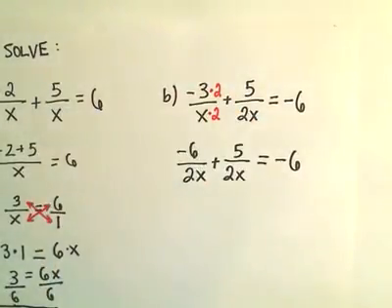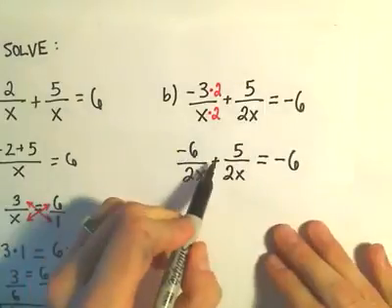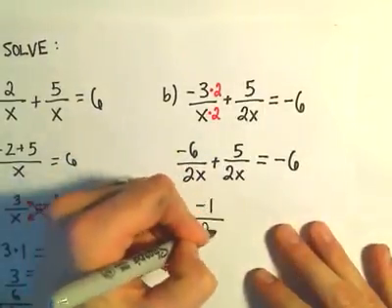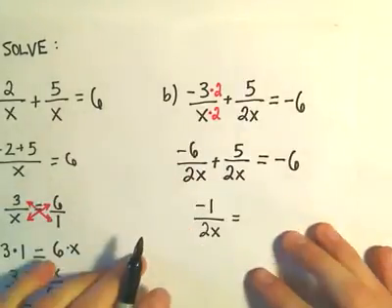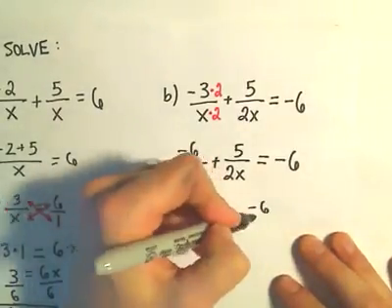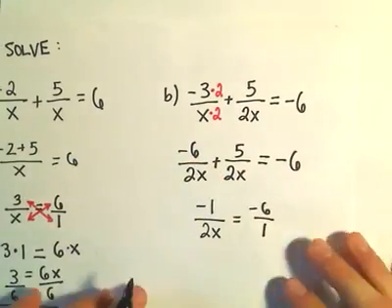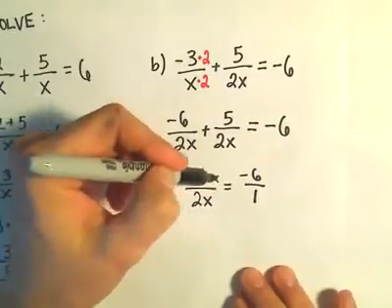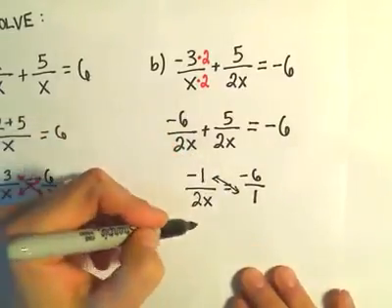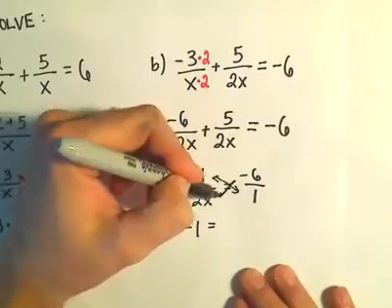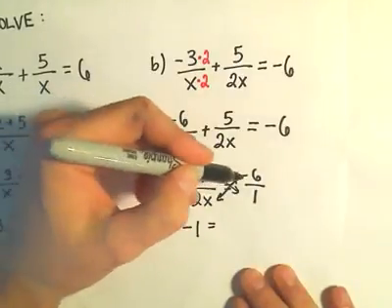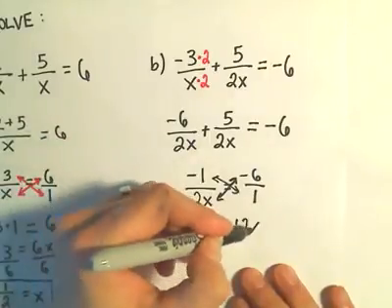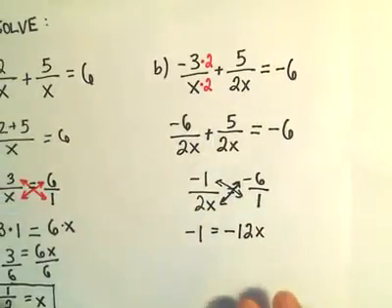Now that I've got common denominators, I can do the arithmetic in the numerator. So negative 6 plus 5 would be negative 1 over 2x. If I write the right side as a fraction, I can just write that as negative 6 over 1. And just like before, if I cross multiply, I can take negative 1 times positive 1, which would be negative 1. If I take 2x times negative 6, a negative and a positive is a negative. 6 times 2 is 12, and then we have the x left over.